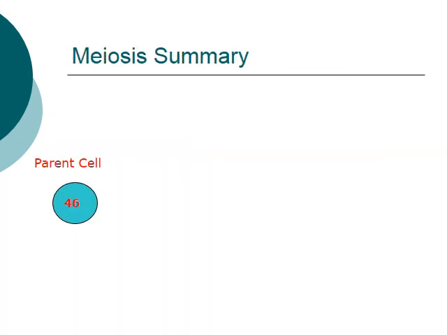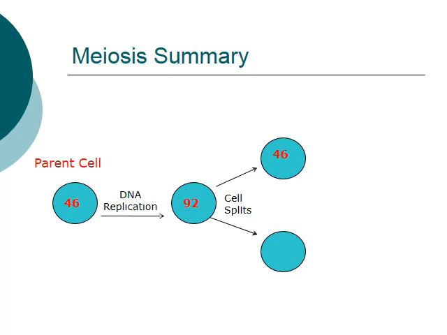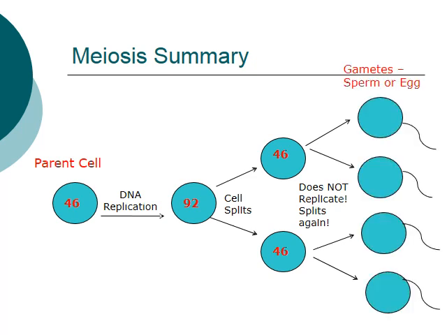So just in brief summary, our parent cell had 46. We duplicated it. We separated it so that we had 46, but then we're going to split it again. We're not going to replicate. We're just going to split it again to create our sperm and our eggs so that they only have 23 chromosomes each.